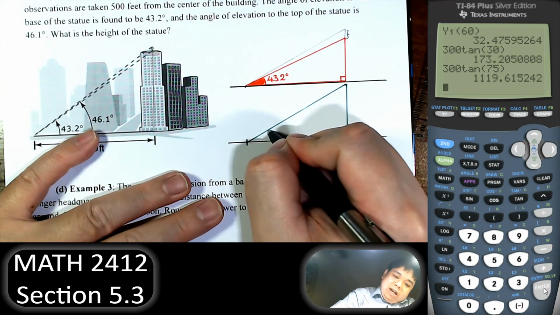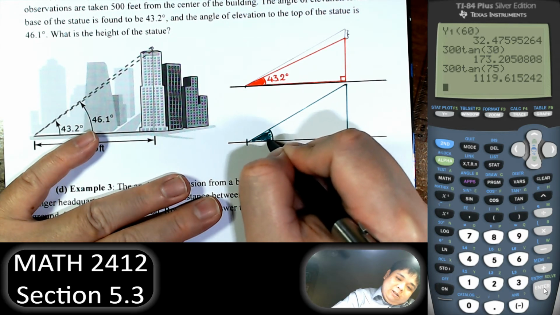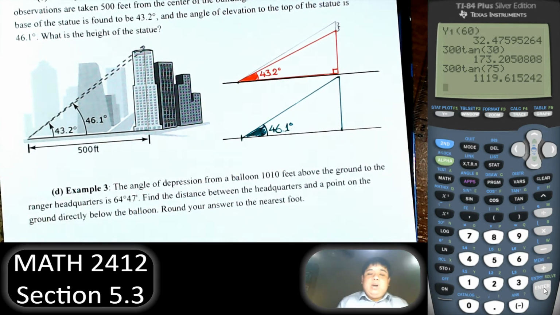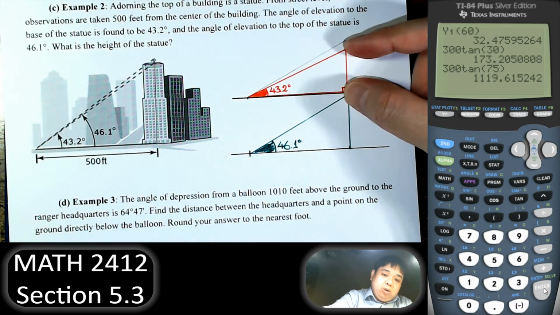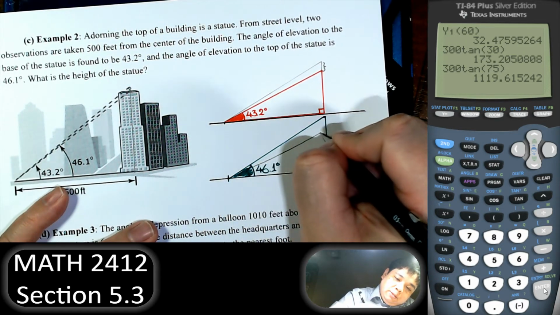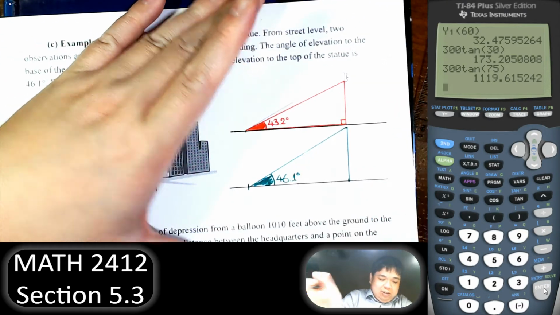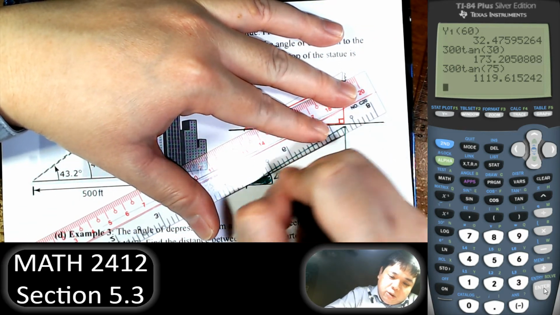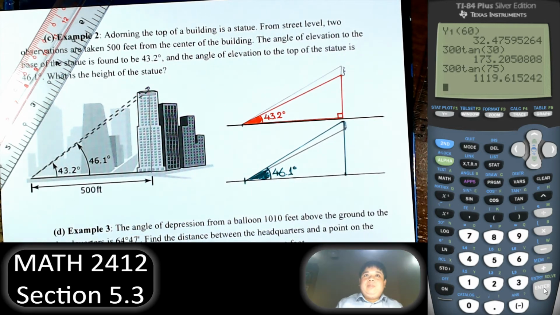Yeah, but now we measure the bigger angle. 46.1. Yeah, so that's two observations. Of course, we superimpose those two together, and we have the difference. So use the ruler. If we superimpose one on the other, we have the smaller angle, and that would be the height.